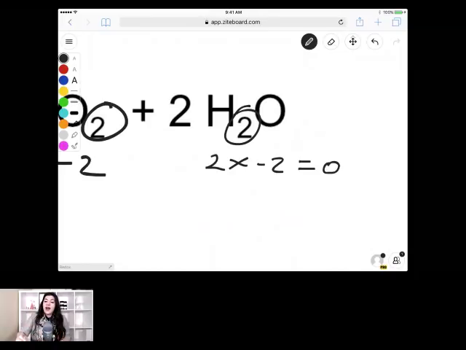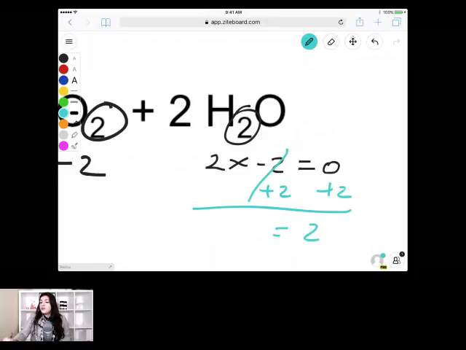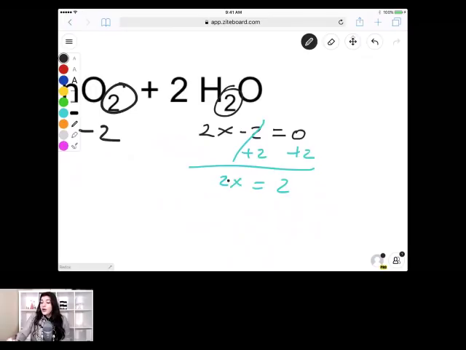So I would then add over that 2. Those cancel. This is 2 equal to 2x. And I divide by this 2 because they're being multiplied, and I want to get rid of that. These cancel. X is then equal to 2 divided by 2, which is 1. So then this gives us a +1 oxidation number and a -2, as we saw before. And we know that that actually is true. The oxidation number for hydrogen is +1, and the oxidation number for oxygen is -2.